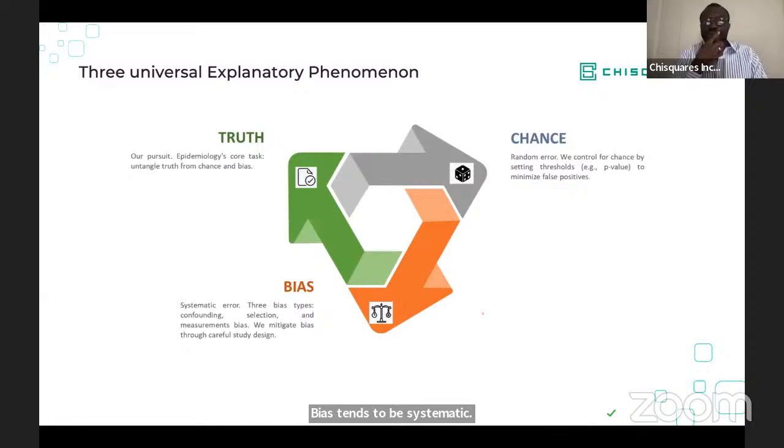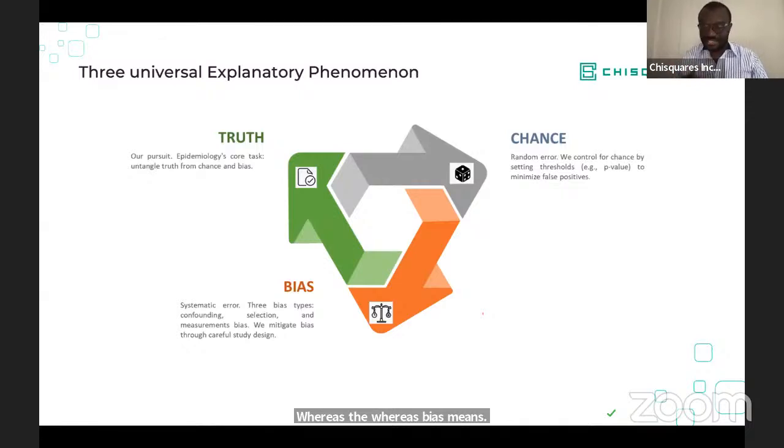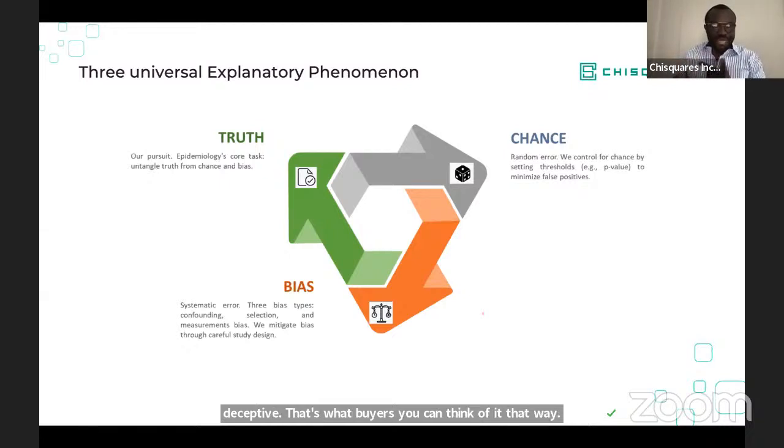So you can think of error as an honest mistake, whereas bias is not an honest mistake. There's a pattern to it, as if you are being deliberately deceptive. That's how you can think of bias. So error means it's random, whereas bias means it's systematic.